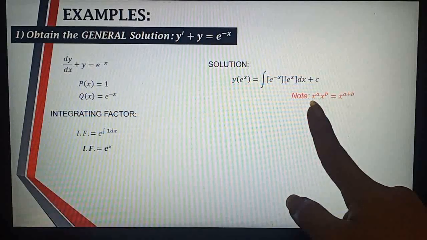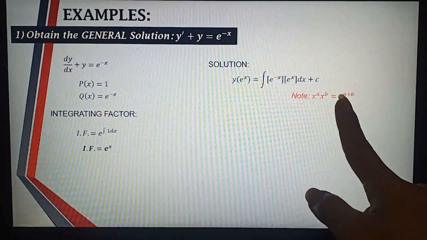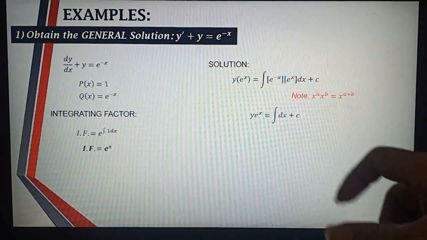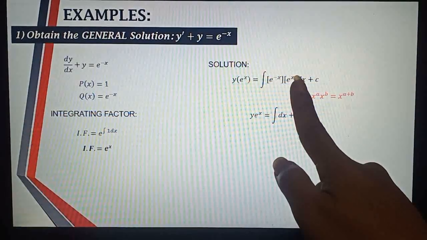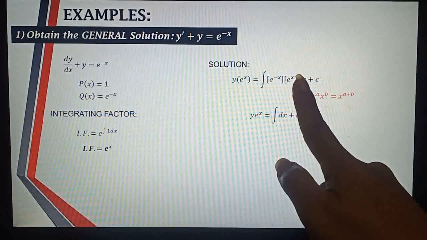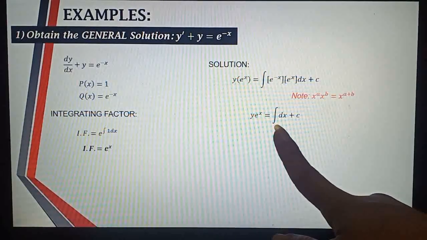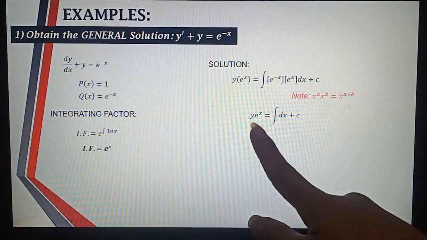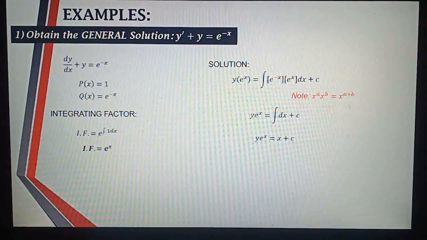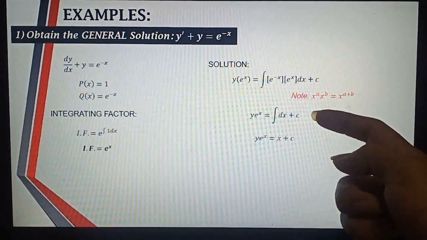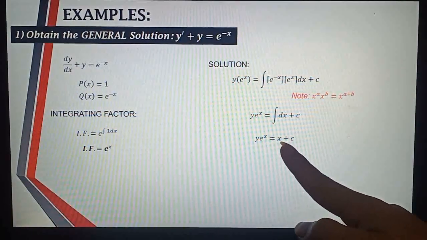we can use x raised to a multiplied to x raised to b equated to x raised to a plus b. So kapag ginamit natin yon, you will have e, then negative x plus x is 0. So e raised to 0 is 1. So ang matitira na lang natin is integral of dx. So you will now have an equation of y e raised to x plus the integral of dx plus c. Now, evaluating this equation, you will now have y e raised to x equals x plus c.